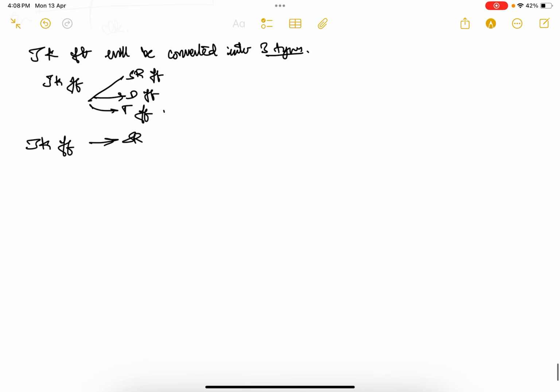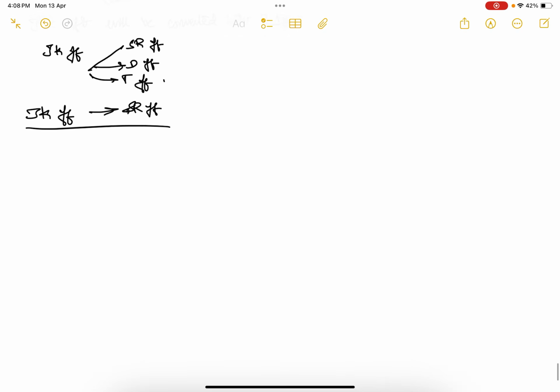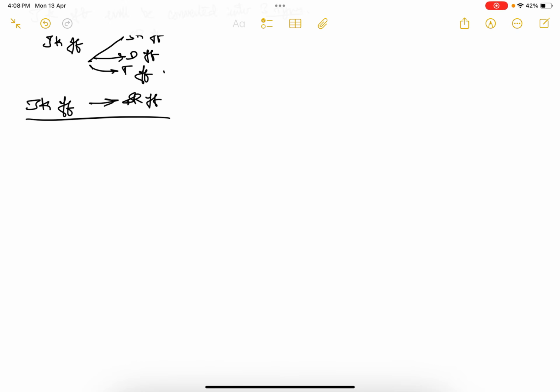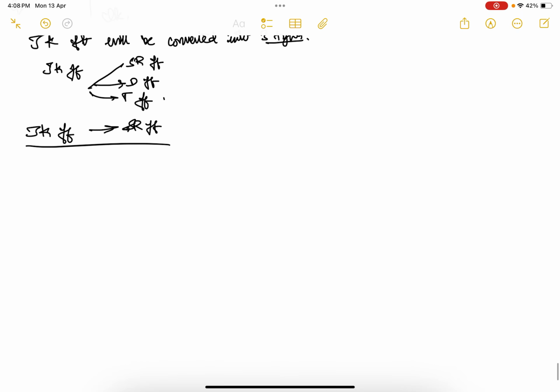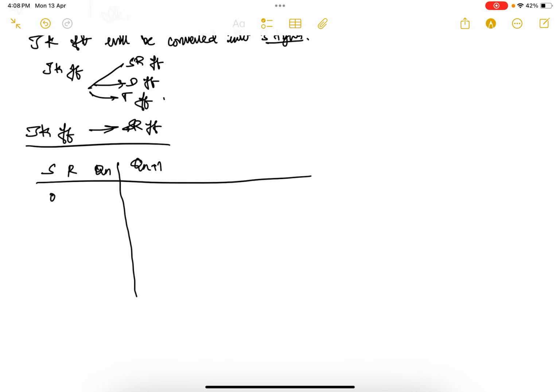JK flip-flop to SR flip-flop conversion. As I already told you, SR is your destination and JK is your source flip-flop. So for the destination flip-flop SR, I am going to draw the extended truth table with Qn plus 1: 0 0 either 0 or 1, then 0 1 either 0 or 1, for 1 0 either 0 or 1, and for 1 1 either 0 or 1.